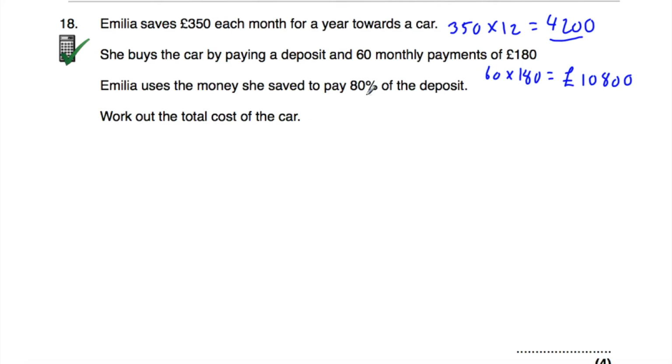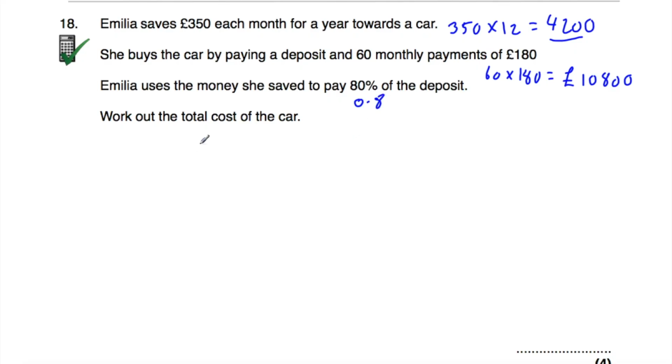And then if we know how much the deposit is, we can add on the monthly payments and then find the total cost of the car. So in terms of the deposit, the money she saved, this amount, is equal to 80% of the deposit. So if she was using a multiplier, if that's 80% of the deposit, the multiplier would be 0.8, because to find 80% of something, you multiply by 0.8.